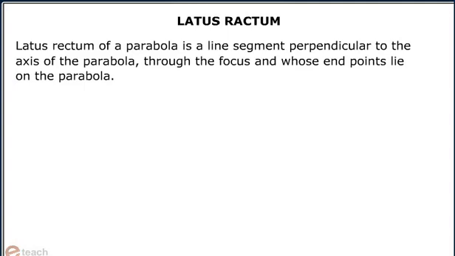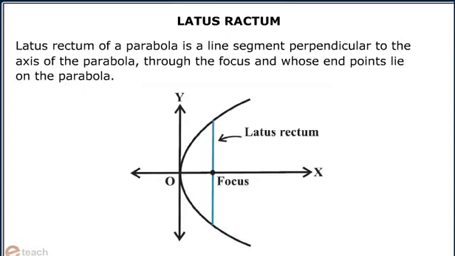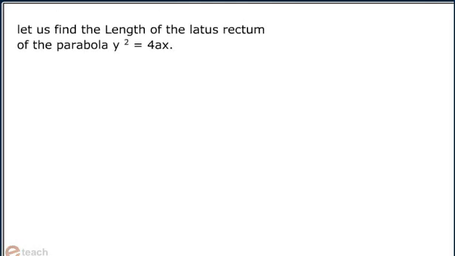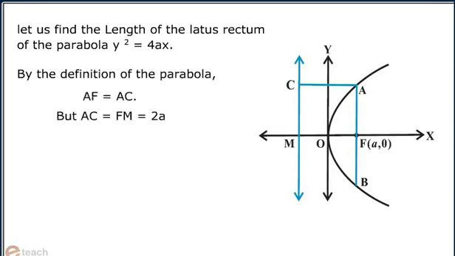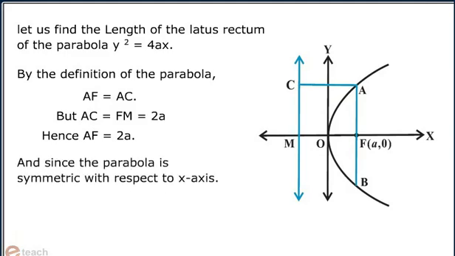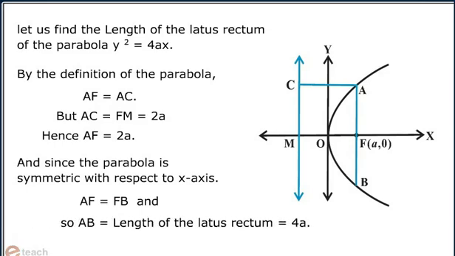Latus rectum. The latus rectum of a parabola is a line segment perpendicular to the axis of the parabola, through the focus and whose endpoints lie on the parabola, as shown. Let us find the length of the latus rectum of the parabola y square equals 4ax. By the definition of a parabola, AF equals AC, but AC equals FM equals 2a. Hence, AF equals 2a. And since the parabola is symmetric with respect to the x-axis, AF equals FB, and so AB, the length of the latus rectum, equals 4a.